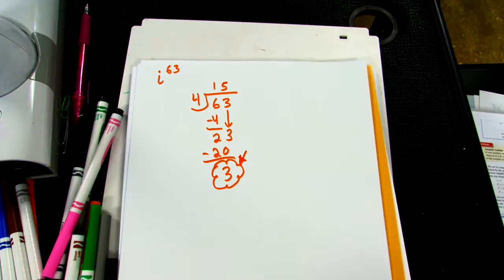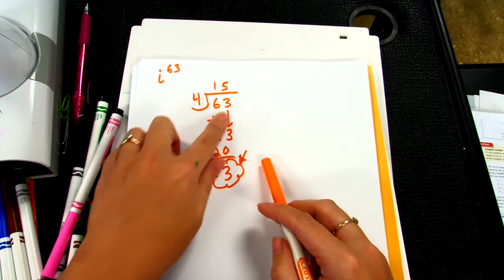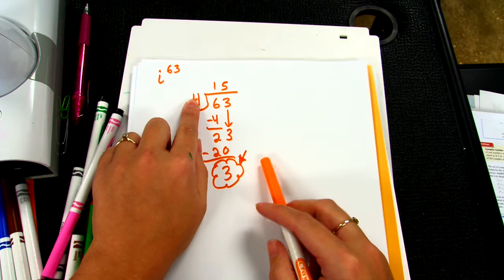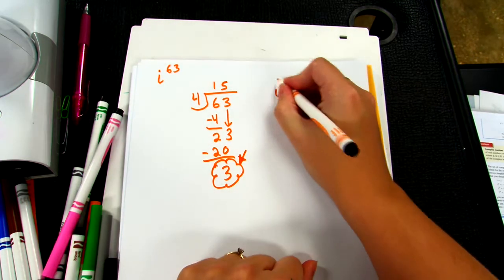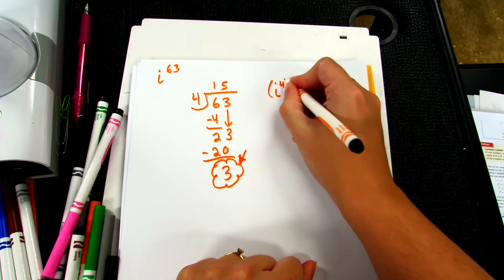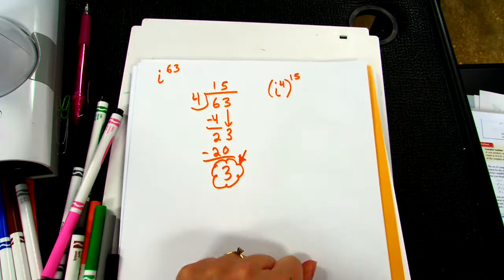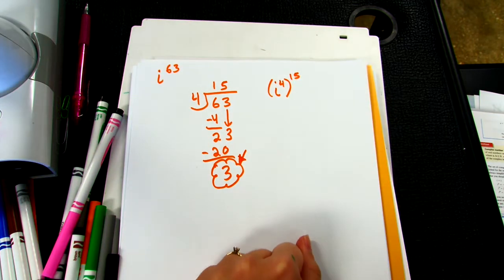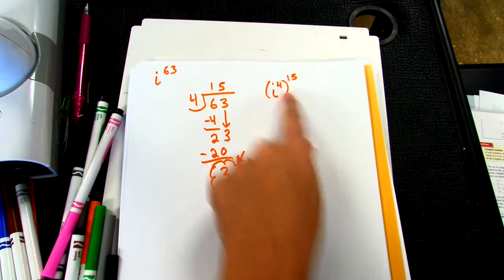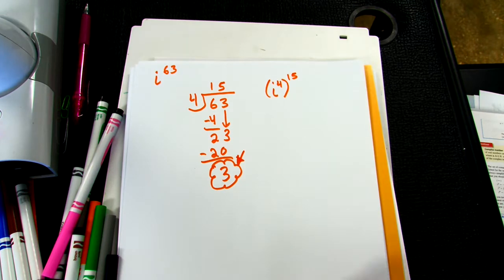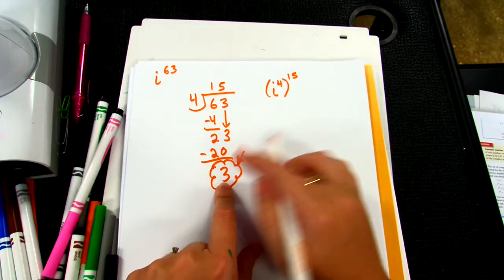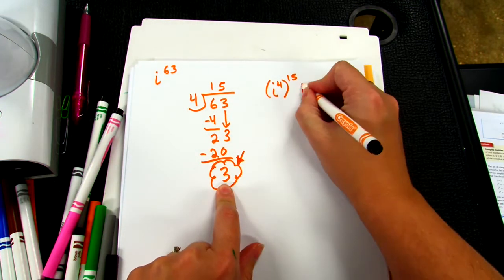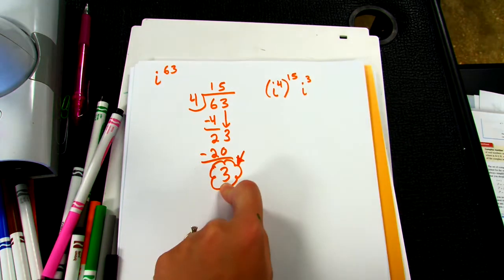Because now I know that there are 15 groups of i to the 4th. Okay? So i to the 4th, there's 15 groups of them. There's 15 groups of i to the 4th. All right, which means that I have 3 i's left over. So I've got i to the 3rd left over.